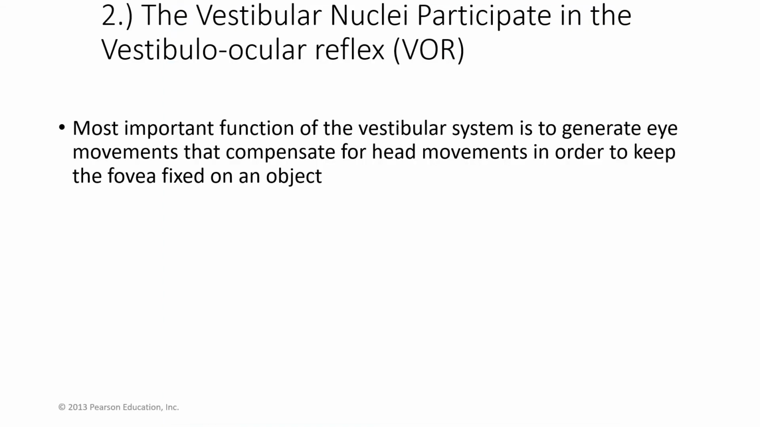Number 2 on our list is the VOR, the vestibular ocular reflex. So vestibular nuclei participate in the VOR. Most important function of the vestibular system is to generate eye movements that compensate for head movements in order to keep the fovea, or that sharpest vision, fixed on an object. So the idea is that you can walk around and move around and your eyes still know where you are in space and you don't fall over.